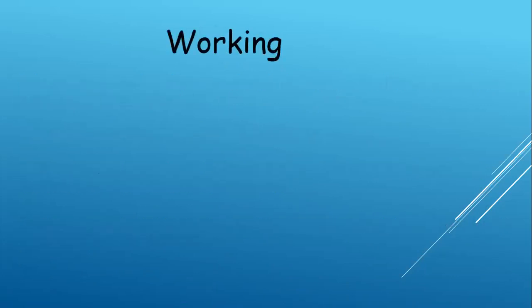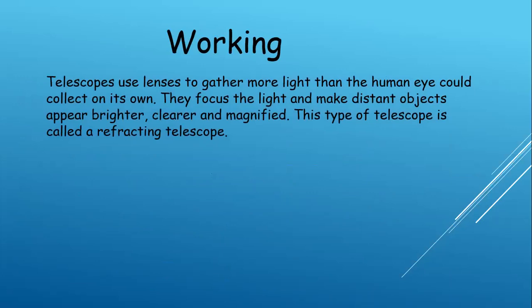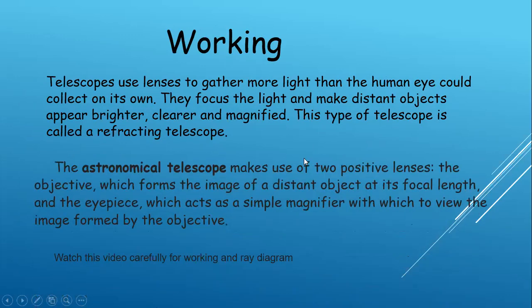Now, the working. Telescopes use lenses to gather more light than the human eye could collect on its own, because the objective is a very big one and has a very large focal length, so it collects more and more light from the distant object, which, because of the greater light collection, appears brighter, clearer and magnified. How it is magnified we will see later with the help of the ray diagram. This type of telescope is called a refracting telescope.